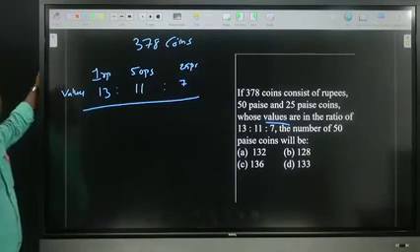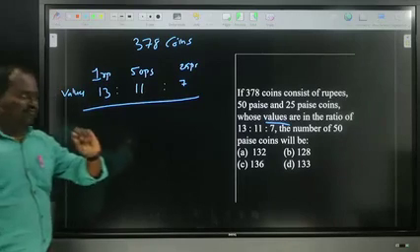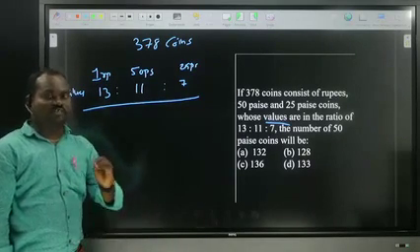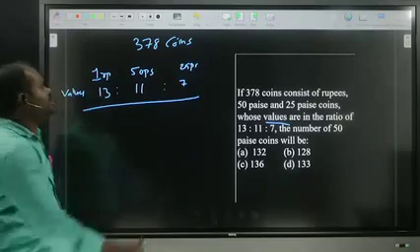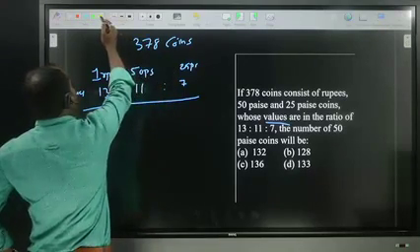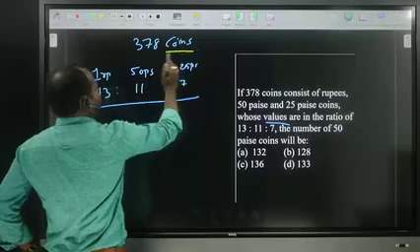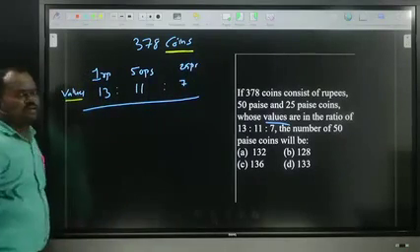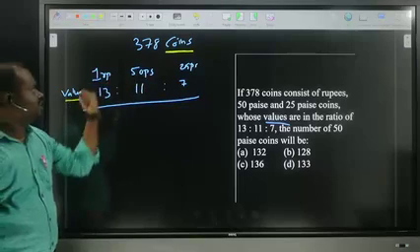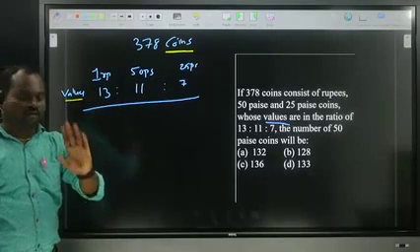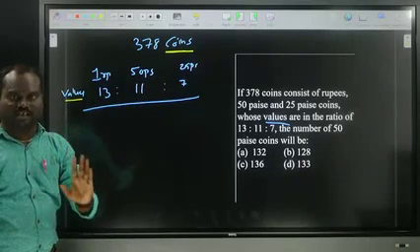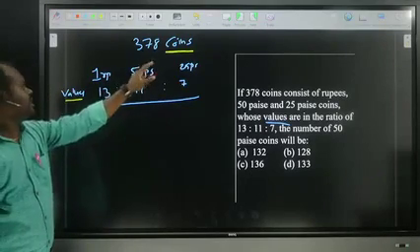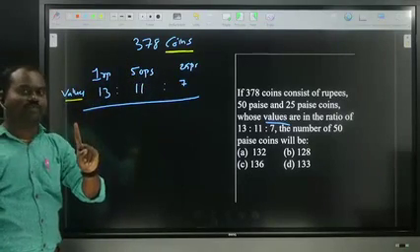13 is to 11 is to 7. Here, while doing the coins problems, we should concentrate on one thing. It is coins, it is values. Both are not the same category. Both are different categories. Coins and values both are not the same category.